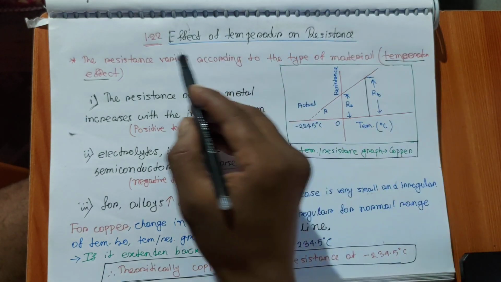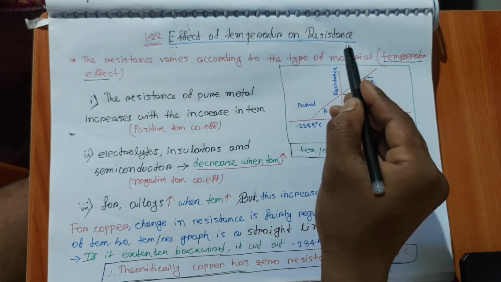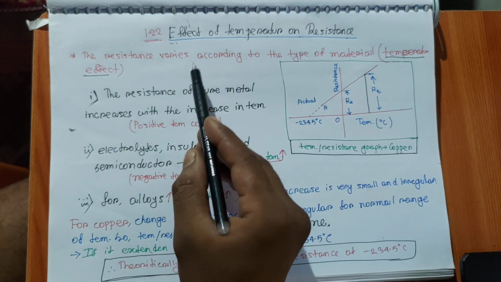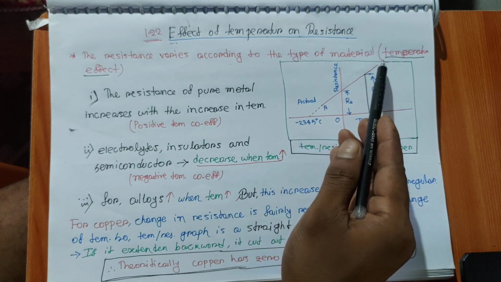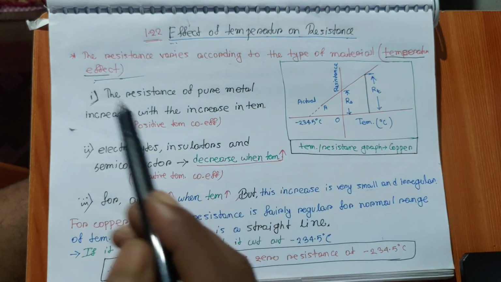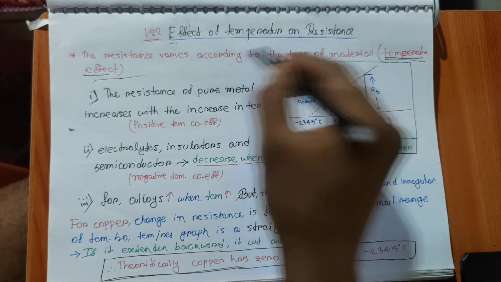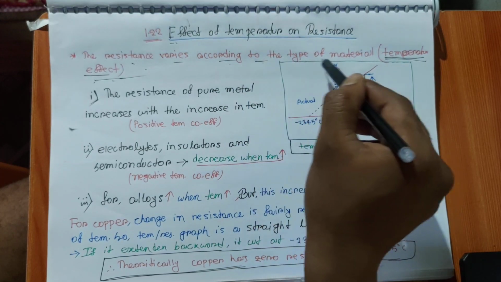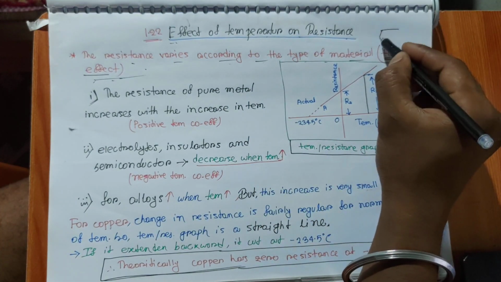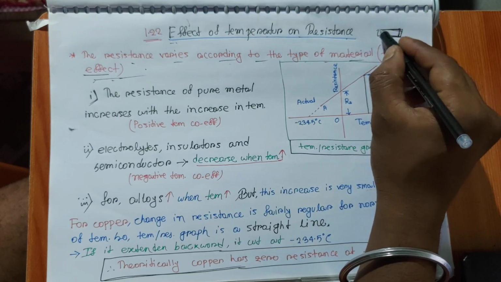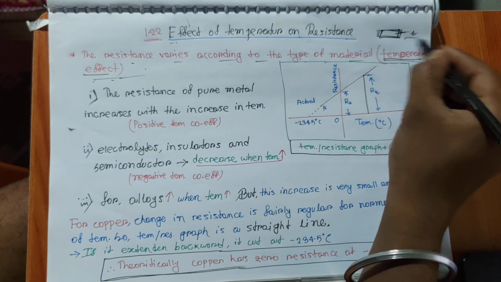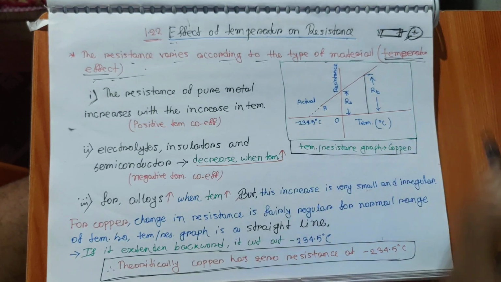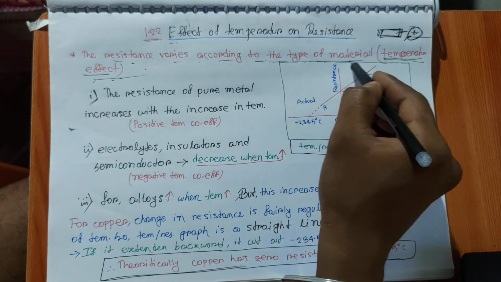So let's start. The first topic is effect of temperature on resistance. The resistance varies according to the type of material. The effect of temperature on resistance varies according to the type of material. Suppose you have one material, the resistance of this material is affected by temperature. The resistance varies according to the type of material.